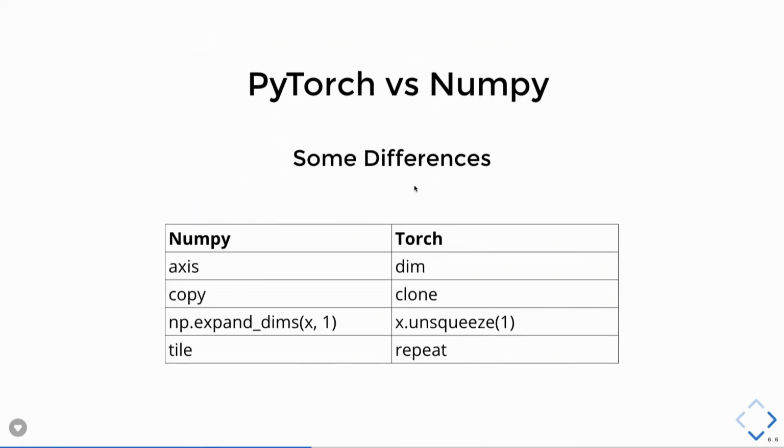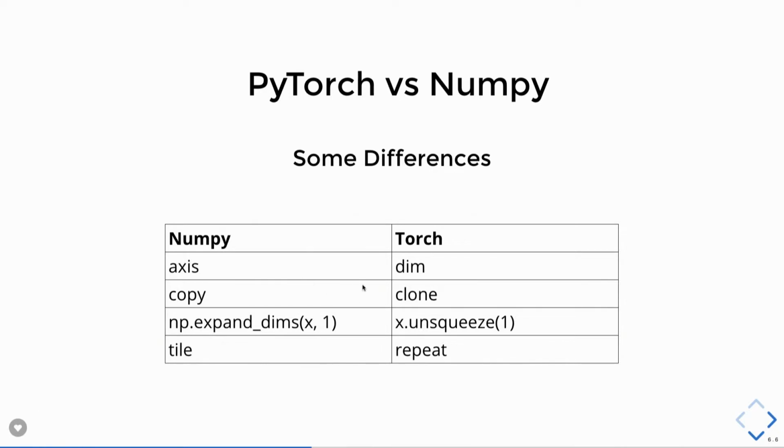But there are some differences. It's not a one-to-one mapping. The key difference probably is that for a lot of operations, NumPy uses this keyword called axis, which you pass in a lot of function calls. This axis gets replaced by dim. So this is one kind of big difference.